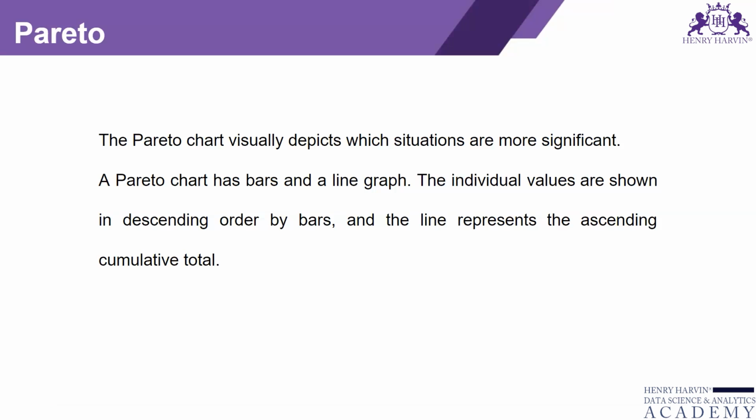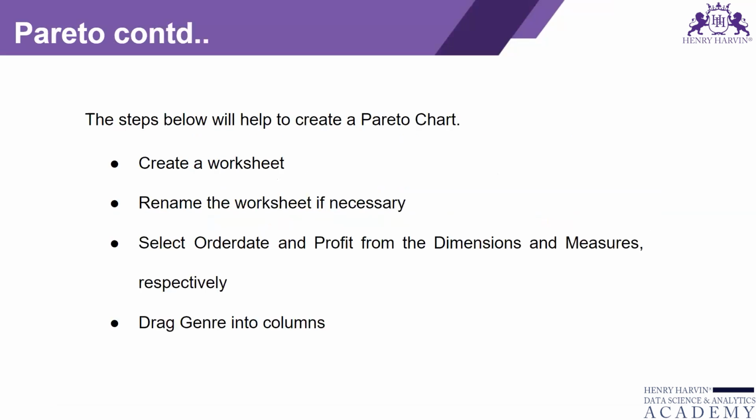Okay, it's kind of a dual axis graph, but it considers some calculation. The individual values are shown in descending order by the bars, and the line represents the ascending cumulative total. So it's a little complex to create a Pareto chart. Let's see the steps. Go to a worksheet, rename the worksheet.